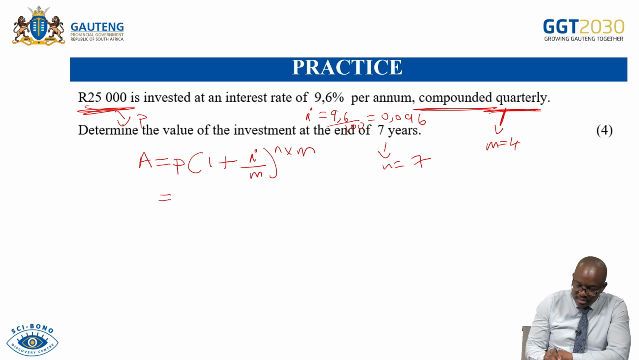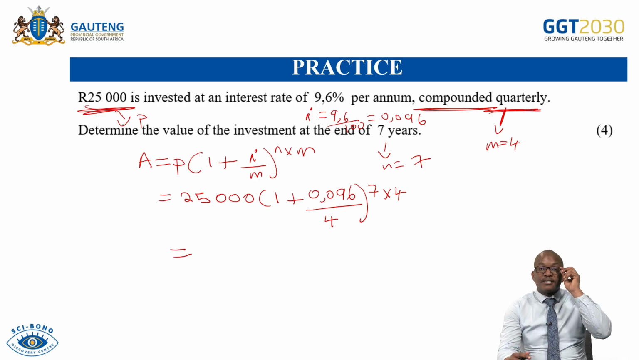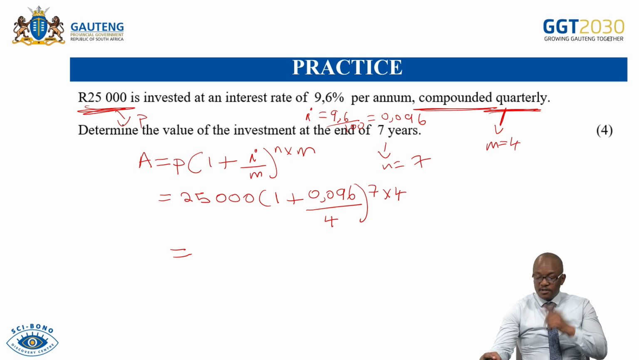So as we substitute in this formula, we're going to have 25,000 into 1 plus 0.096 all over 4, to the power of 7 multiplied by 4. That is as simple as ABC. You have seen my substitution there. Now if we punch this in a calculator, you will just say 25,000 into 1 plus 0.096 divided by 4, all to the power of 7 multiplied by 4, because remember it's 4 for 7 years.